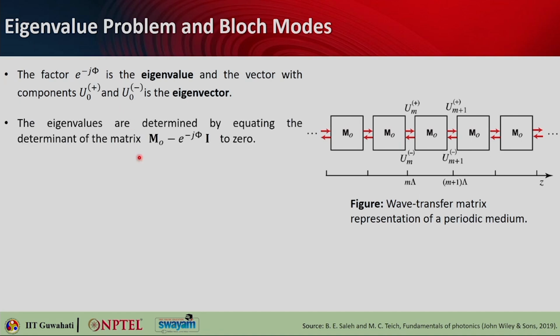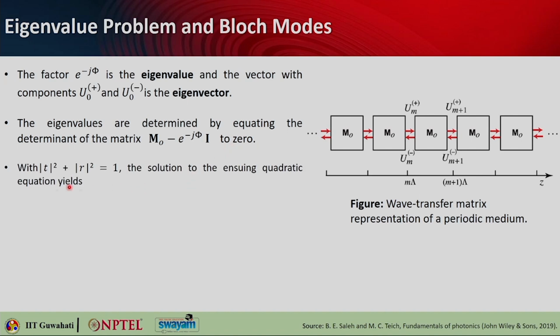So, how do you obtain the eigenvalues? The eigenvalues are basically obtained by equating to 0 the determinant of the matrix, that is M0 minus e to the power minus j phi times the identity matrix. If you take this determinant and equate it to 0, the solutions you get are basically the eigenvalues.